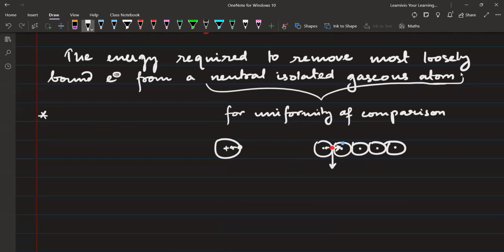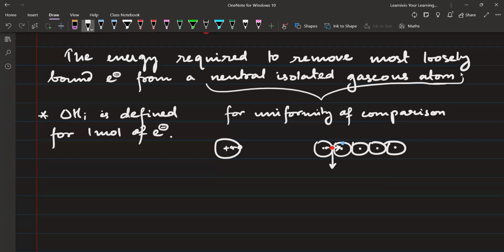Now another part: delta H IE is defined for 1 mole of atoms. If I remove one electron from each atom of 1 mole of atoms, that energy is known as the ionization enthalpy. It is measured per 1 mole of atoms. Its unit is kilojoule per mole. We are going to learn more details in thermodynamics.